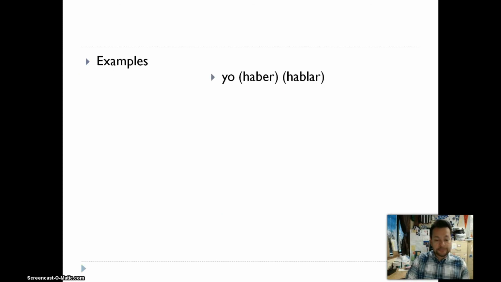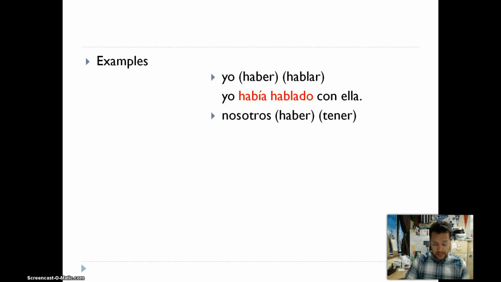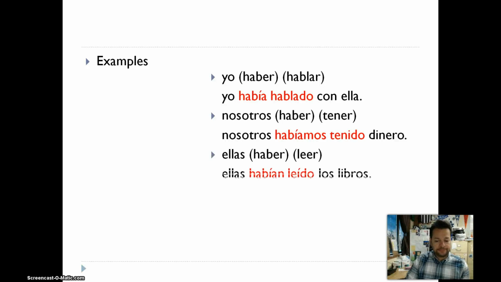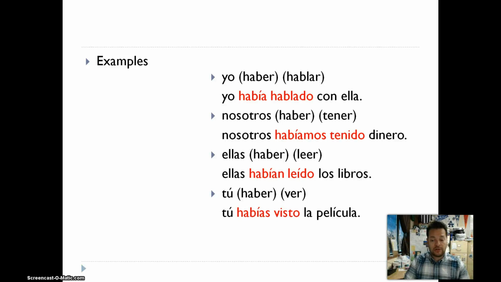So here's some examples. Check it out. Yo había hablado con ella. Okay, and once again, this is something that happened before something else will happen later on. Say that you have this right here. Then once you work it out, the Pluperfect Tense: nosotros habíamos tenido dinero. All right. Ellas habían leído los libros. And then as you can see right here, you have tú habías visto la película. All right. So forming the Pluperfect Tense hopefully should be very fácil.